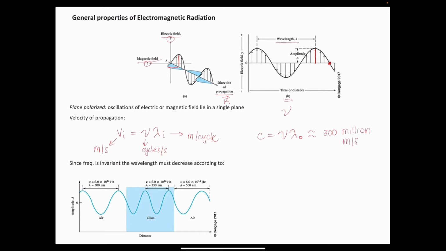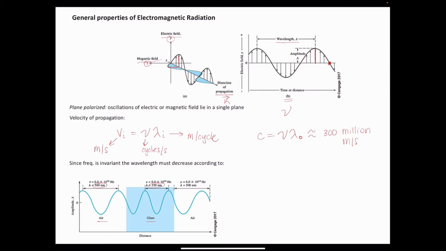Now, in any medium that actually contains matter, so other than a vacuum, wave propagation is slowed by interaction between the electromagnetic field of the radiation and the electrons in the matter. So, for example, here, going from a medium of air to glass, you can see that the wave propagating through the air has a wavelength of 500 nanometers. However, once it reaches glass, which is much more dense than air and has a different refractive index, we see that the wavelength decreases quite significantly.